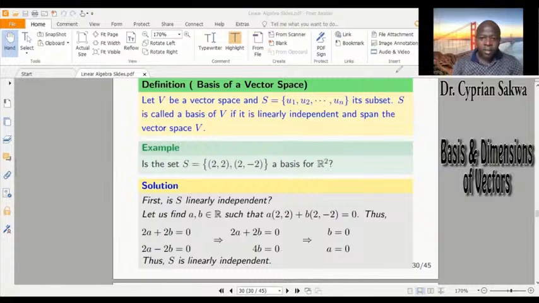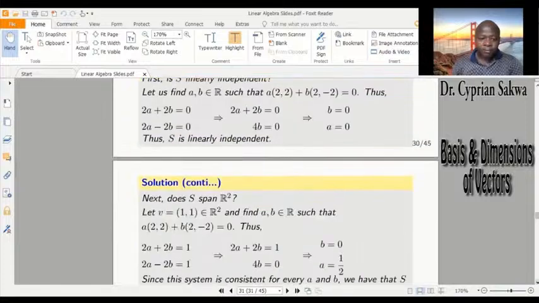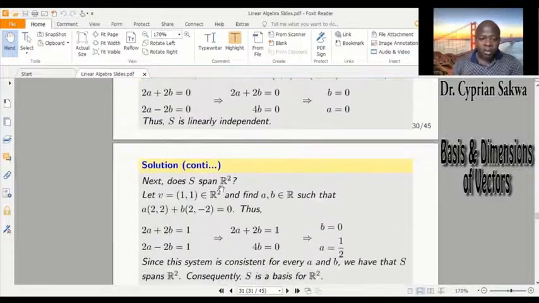So it remains to find out whether S spans R2. And if it spans, since the first condition has already been met, if the second one is also met, then we say that S is a basis of R2. So let's look at the second condition. The question is, does S span R2?